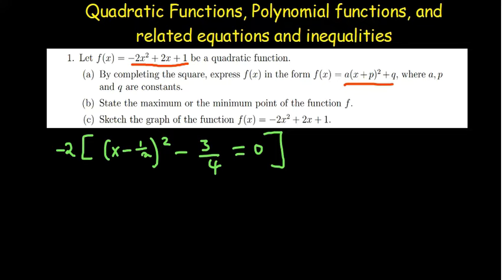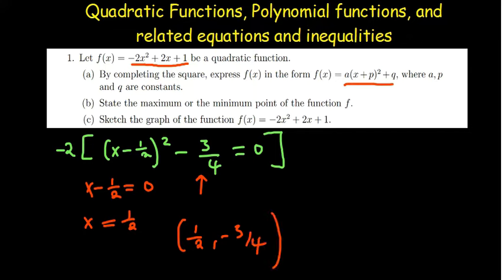Now the second part of the question says state the maximum or the minimum point of the function f. Usually we expect that the x coordinate of that maximum or minimum point will be found by equating what is in the brackets to 0. In this case, in the brackets, we've got x minus half. So if you equate to 0, in other terms you only change the sign of the constant you're adding there. So it will just become positive half. And then the y coordinate is expected to be 1 over 2, comma, negative 3 over 4.